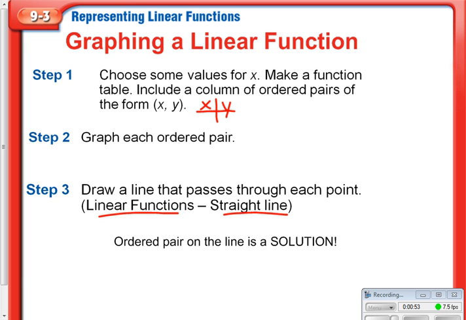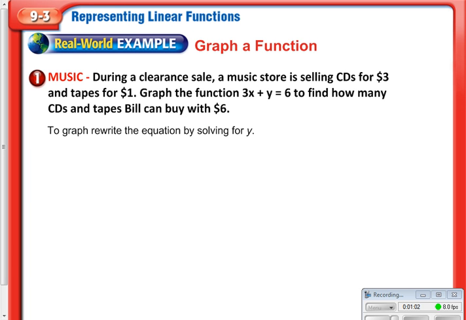An ordered pair that you get from the table is called a solution. It is an answer. It makes the equation or statement true. First example here. During a clearance sale, a music store is selling CDs for $3 and tapes for $1. Graph the function 3x plus y equals 6 to find out how many CDs and tapes Bill can buy for $6. In order to graph this problem, you need to solve for y.